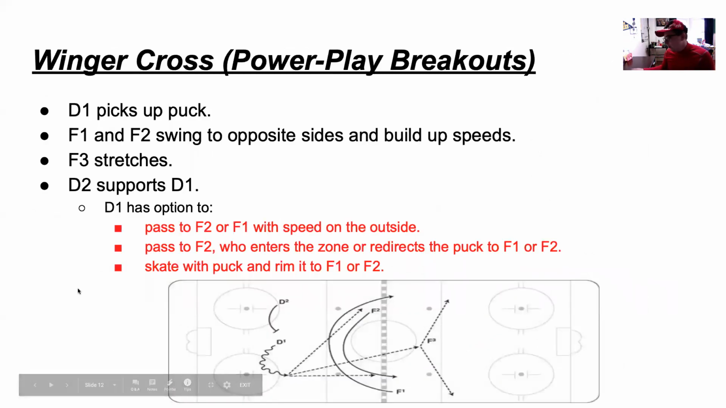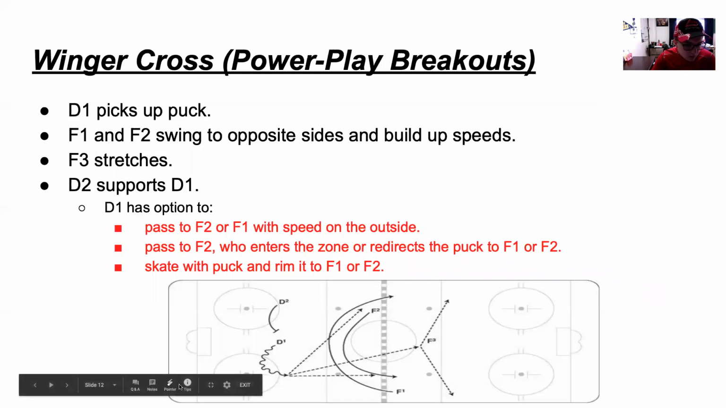So we have the winger cross. From this, D1 picks up the puck. F1 and F2 swing to opposite sides and build up speed. F3 stretches. D2 supports D1. And D1 has the option to pass to F2 or F1 with speed on the outside. Pass to F2 enters the zone or redirects the puck to F1, or F2 skates with the puck and rims it to F1 or F2.